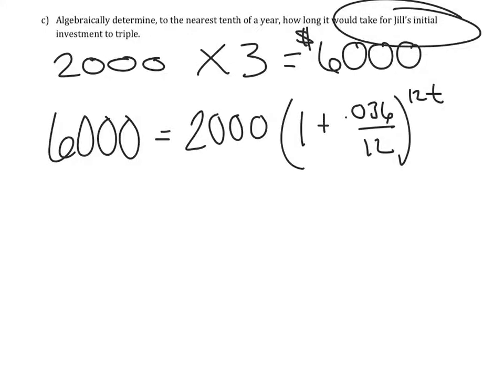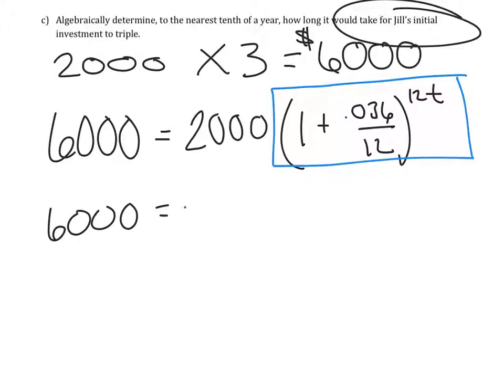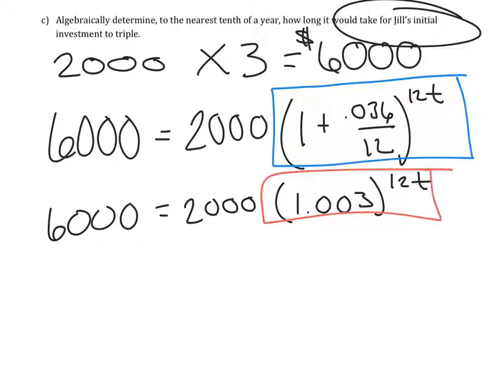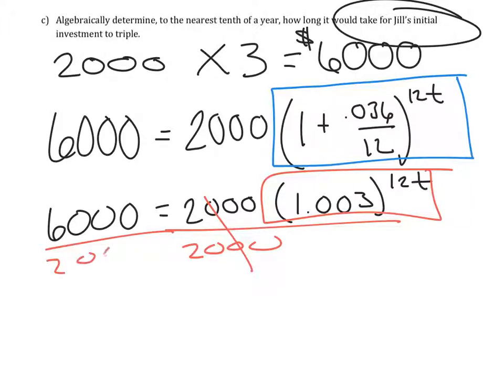So, hopefully pretty straightforward by now. These guys are attached together. I'm going to clean up inside there. So let's see, that's 6,000 equals 2,000. Throw that in my calculator. I get 1.003 raised to the 12t. Again, this is attached, so I'm going to get rid of this 2,000. Bam. I'm going to kill my zeros so I don't have to worry about those. So I've got 3 equals 1.003 raised to the 12t.